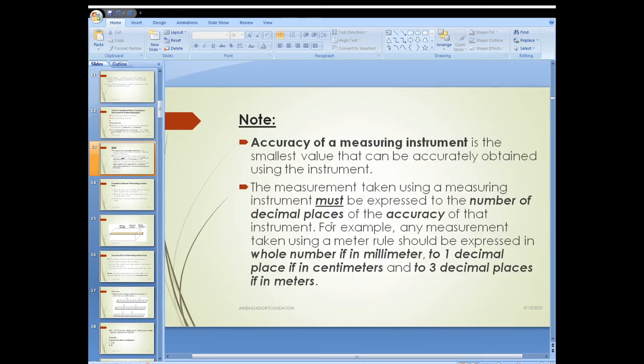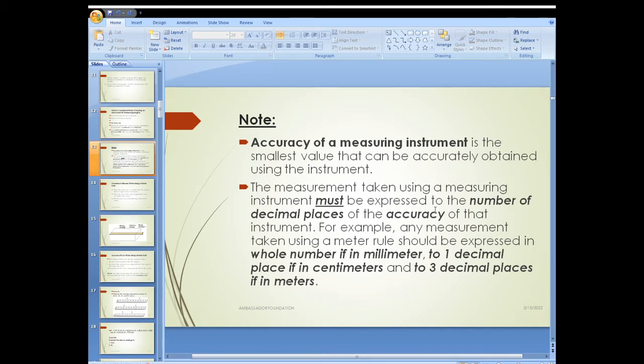Now, let's define the term accuracy of a measuring instrument. Each measuring instrument has its own accuracy. When recording values, the number of decimal places varies depending on the accuracy of the measuring instrument. Accuracy of a measuring instrument is the smallest value that can be accurately obtained using the instrument. That is the accuracy of a measuring instrument.